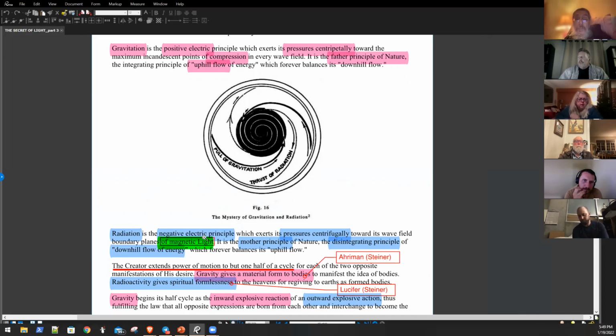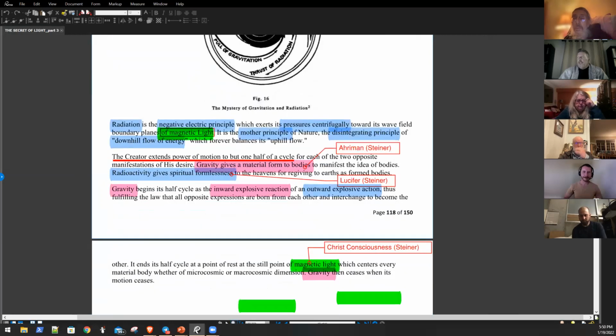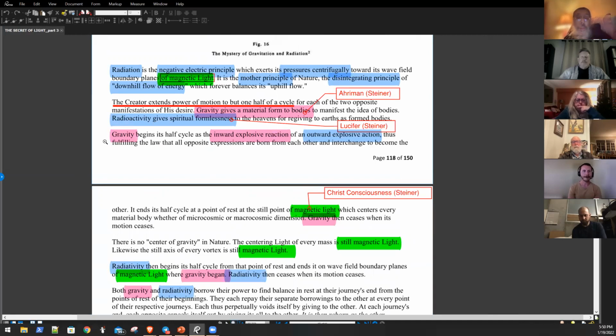Radiation is a negative electric principle which exerts its pressure centrifugally toward its wave field boundary planes of magnetic light. It is the mother principle of nature, the disintegrating principle of downhill flow energy, which forever balances its upflow. So these are some of the same concepts that we've talked about before. A lot of this is just repetition of the ideas of radiation, gravitation, inward flow, equally opposed, forming spheres, and so on and so forth. But now we're going to talk a little bit about Steiner, just to throw something different in.